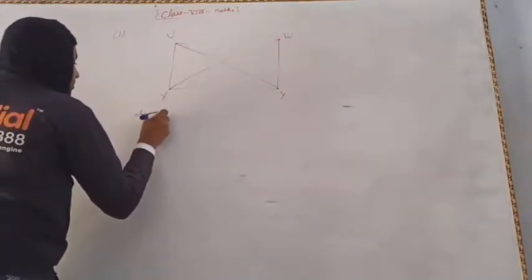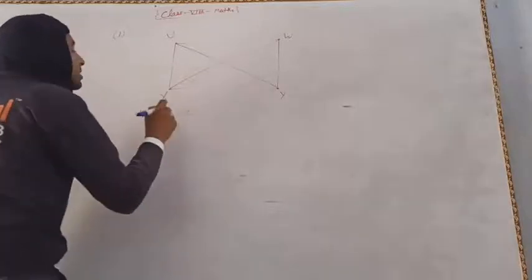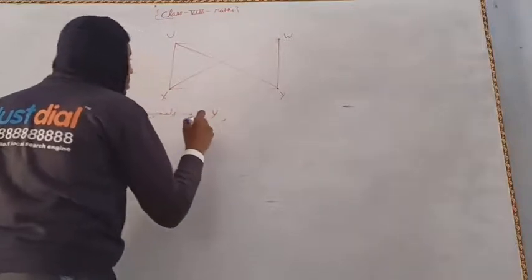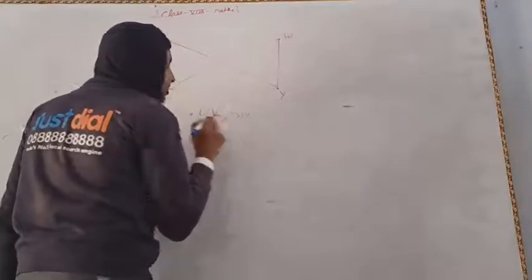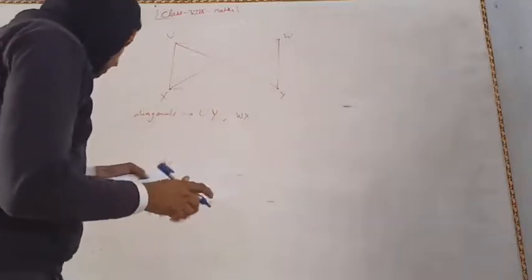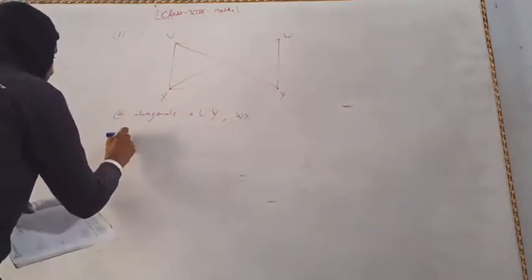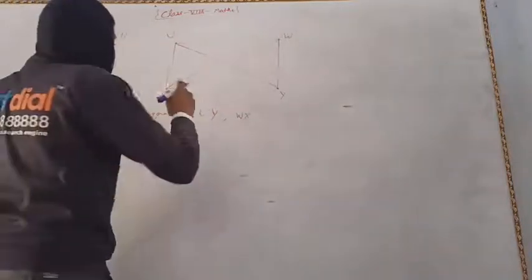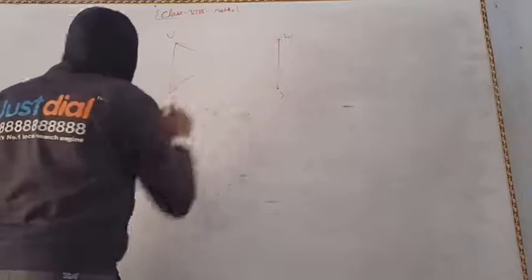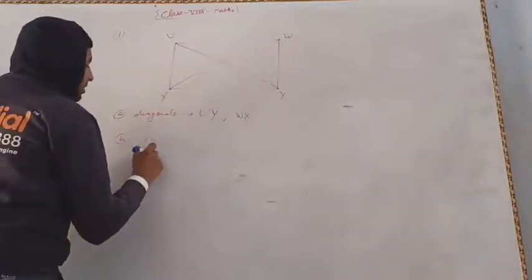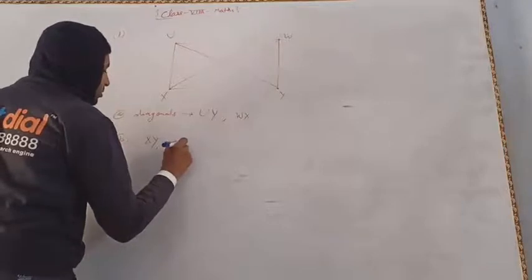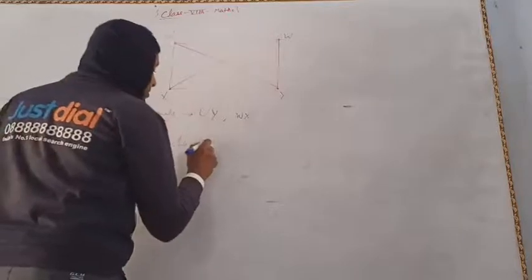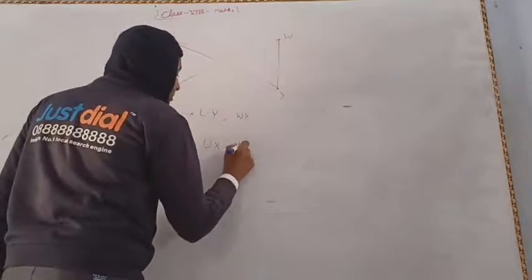Diagonals: UY, WX. Okay, in part B, two pairs of opposite sides are given. So the two pairs of opposite sides are XY and UW. This is the first pair, and again UX and WY.